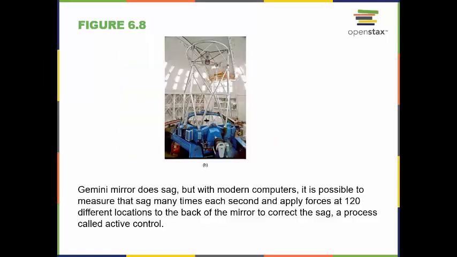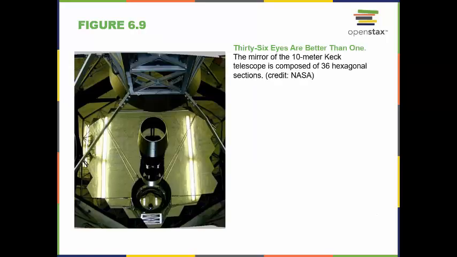The Gemini mirror does sag a bit, but with modern computers, it's possible to measure this sag many times a second and apply forces at 120 different locations and bring them back and correct for the sag of the mirror. This process is called active control.